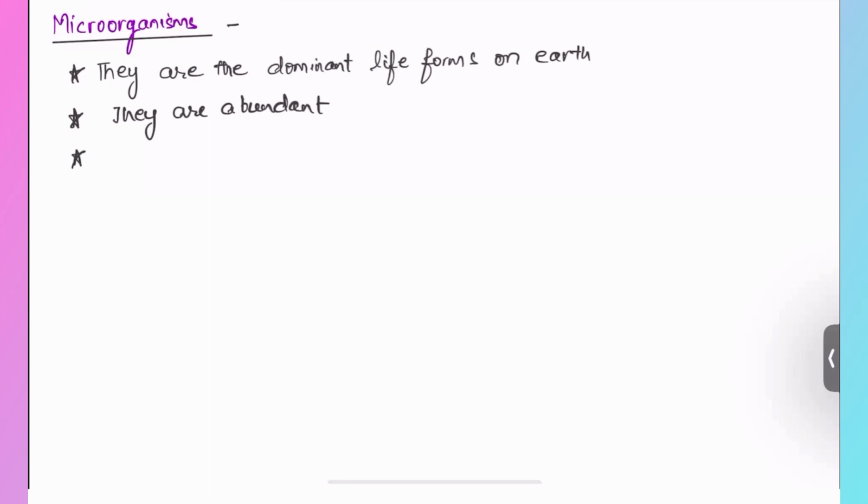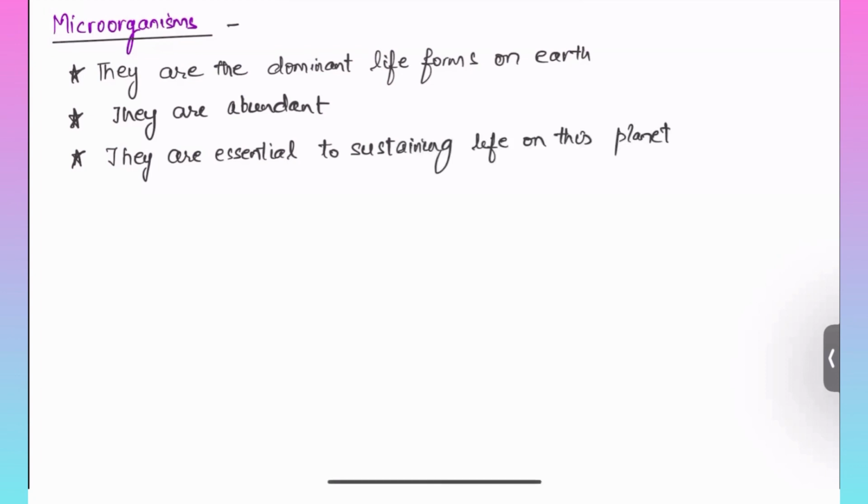Also, one more fact is, they are actually important for us also. We need them to survive. So they are essential to sustaining life on this planet. There are 5 basic groups of microorganisms, and also these 5 groups are the ones which cause disease.